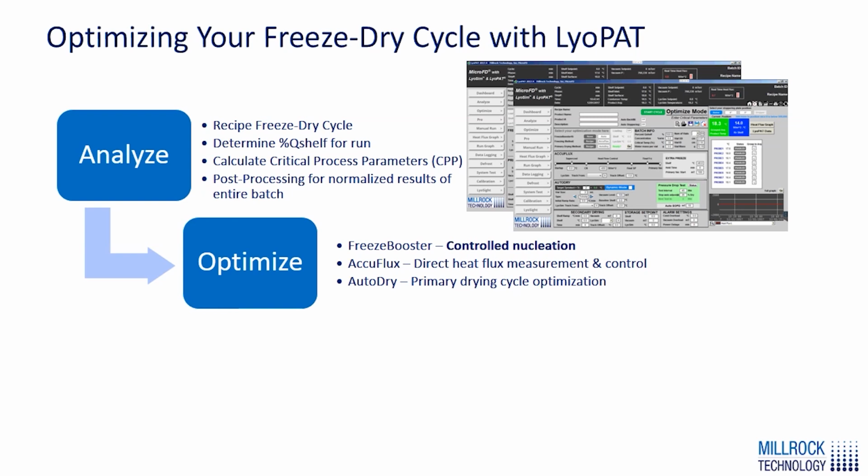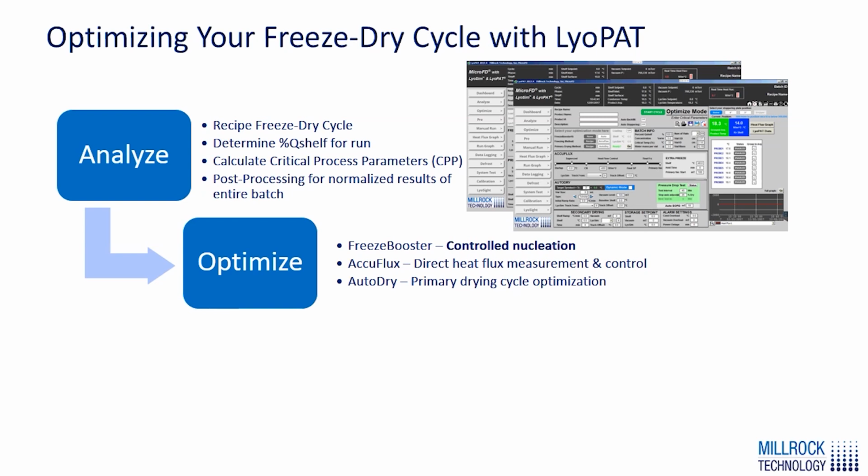We then can look to optimizing this run using the various optimization features at our disposal. These are again the Freeze Booster for controlled nucleation, AccuFlux for direct heat flux measurement and control for post-nucleation, and AutoDry for primary drying cycle optimization. So we notice here that 2 out of 3 of these features are built based on optimizing the freezing side of the freeze drying recipe. So only AutoDry actually works in primary drying. The Freeze Booster for controlled nucleation and AccuFlux are features that are used in the freezing phase. Because really the foundation of an optimized protocol occurs in the freezing phase.